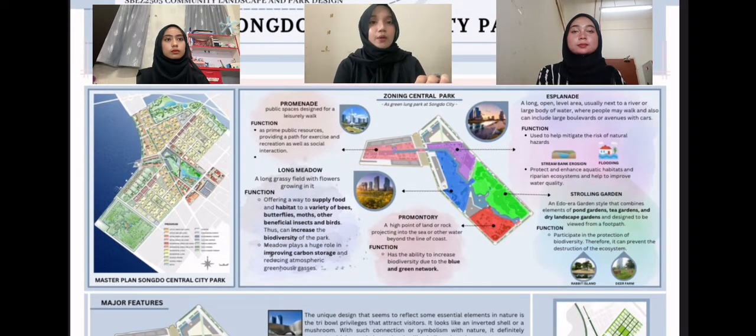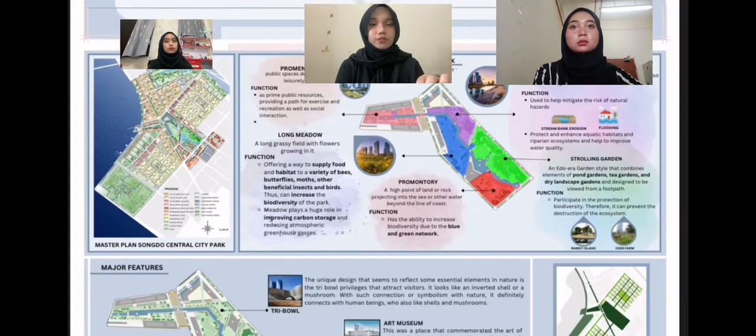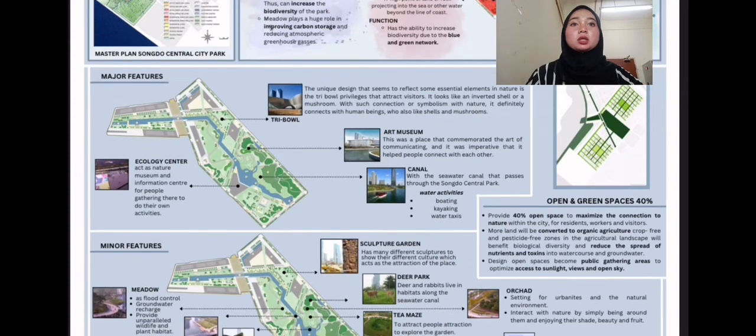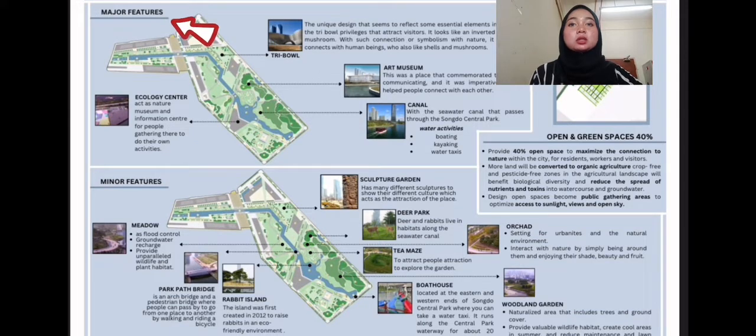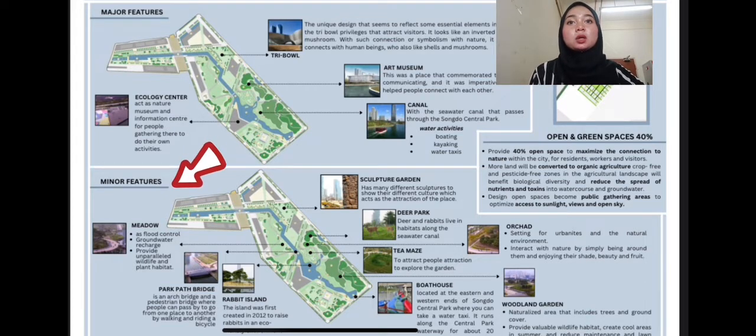Fifth, lastly, Promontory Zone, which is a high point of land or rock projecting into the sea or other water beyond the line of coast. In addition, this park has a lot of features, which are major and minor features. For major features, we have Tribowl, which is the landmark of Songdo City, Museum of Language, Seawater Canal, and Ecology Center, which acts as a Nature Museum. And then for minor features, Sculpture Garden, Deer Park and Rabbit Island, Meadow as a flood control, Park Path Bridge, Tea Maze Orchard, Woodhouse and Woodland.